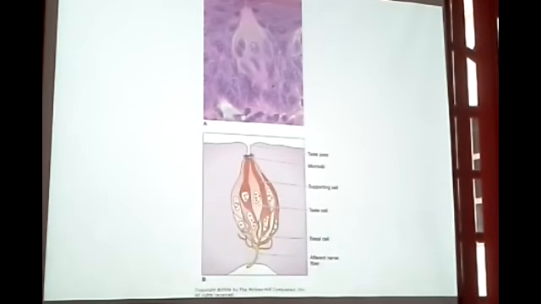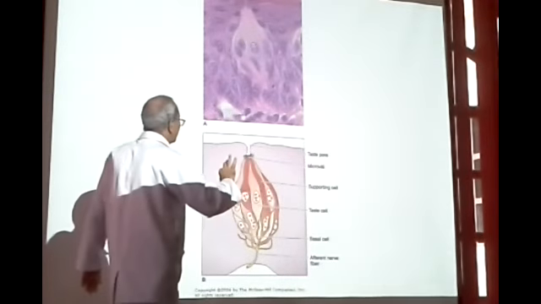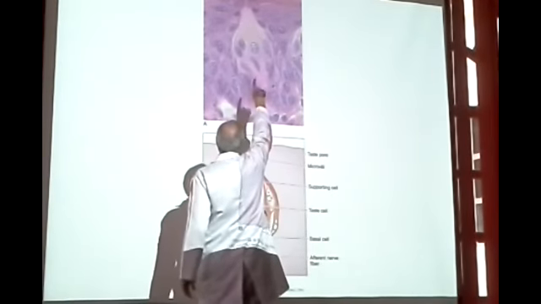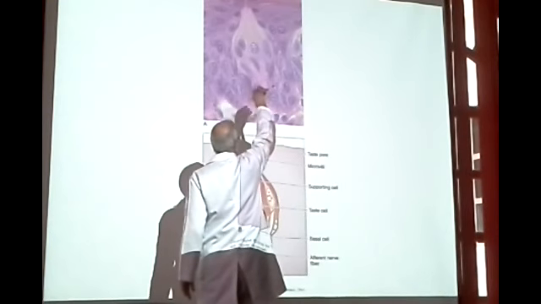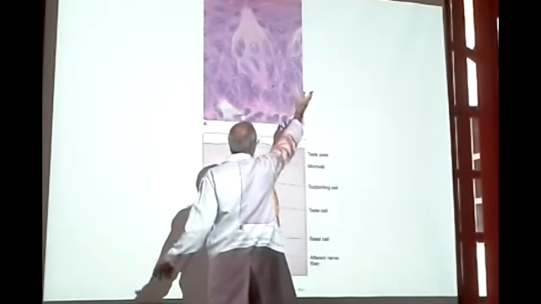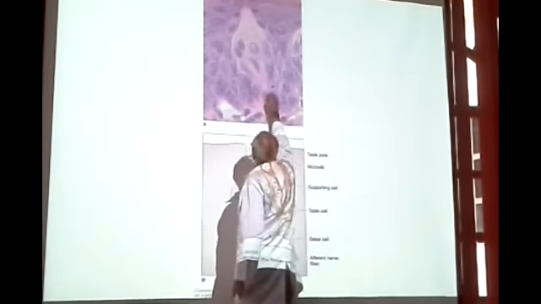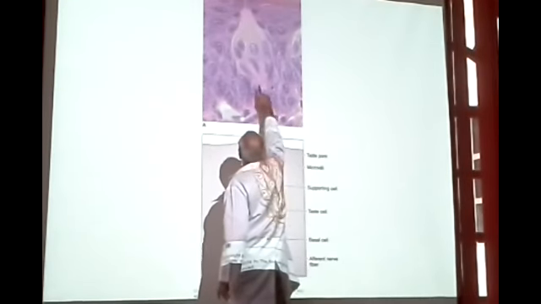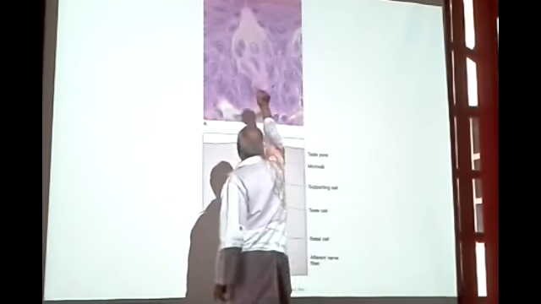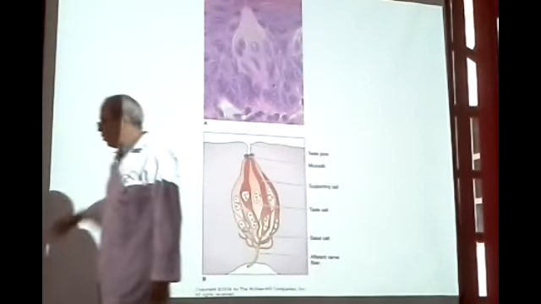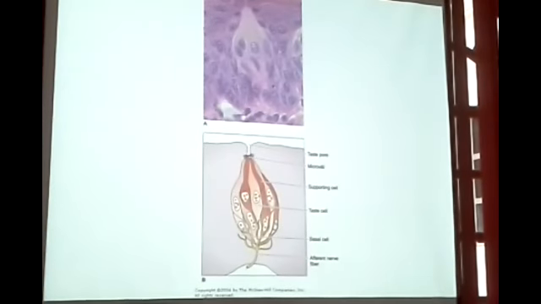This is the taste bud present in the tongue. It is formed of three main types. Many types, but three. Number 1, in the center, the sensory cells; the surrounding are supporting cells; and at the base is stem cells, which divide to replace the lost sensory or supporting cell.